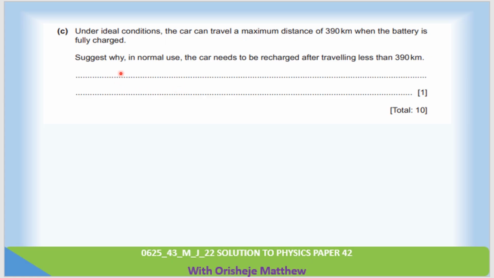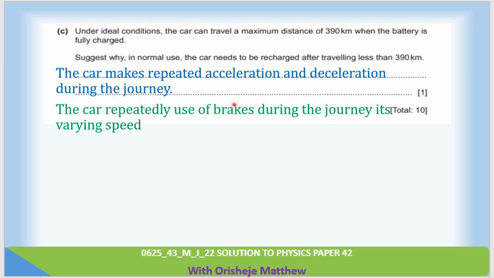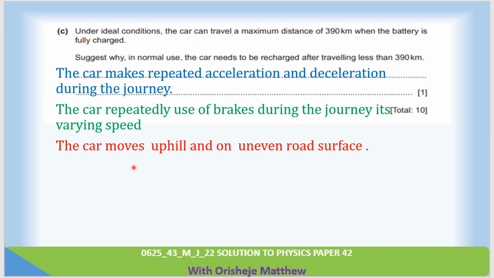As you are moving the car, you might get to a point where the car has repeated acceleration and deceleration, so it's not going to move at a constant speed from where it started moving to the destination. So the car makes repeated acceleration and deceleration during the journey, and for each acceleration, energy is needed, and then there's also air resistance. The car repeatedly makes use of the brake during the journey, and so it moves with varying speed. The car moves uphill and on uneven road surfaces.